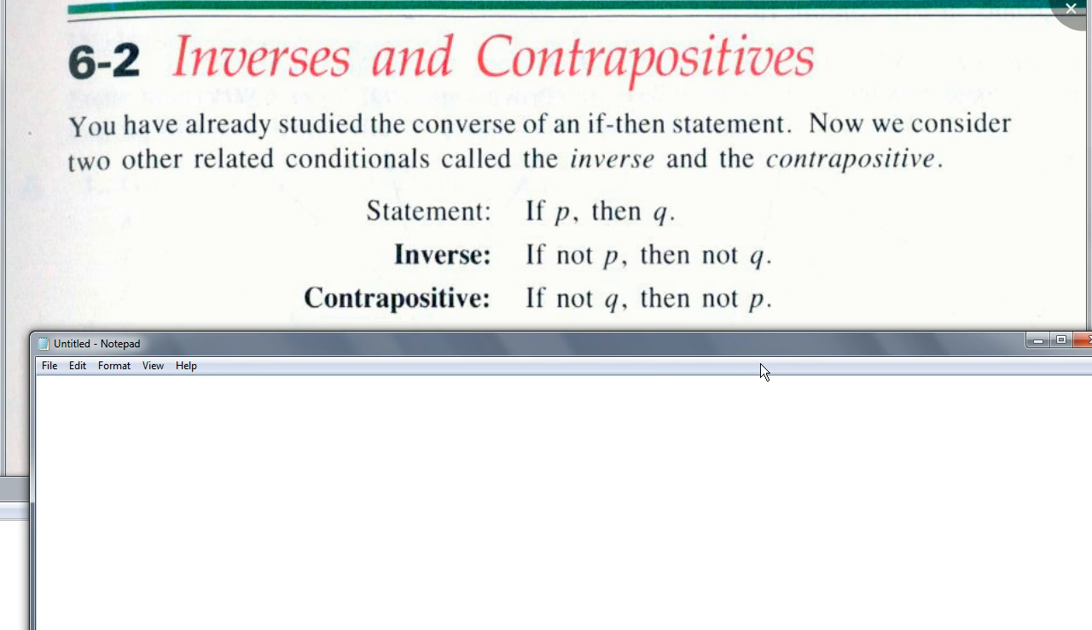The statement and the contrapositive, not the inverse and the contrapositive. These two statements are logically equivalent, meaning they're saying the same thing. Does that make sense? We'll do an example and see if it makes sense. May I move on? People still writing? Okay, I'll wait.